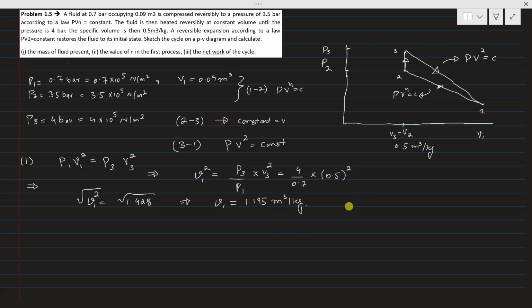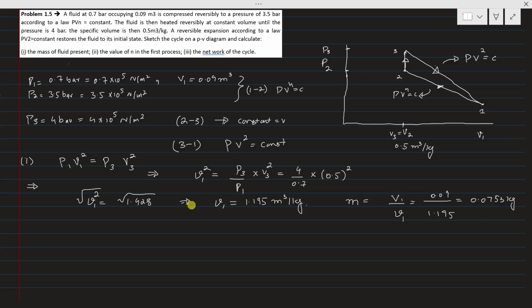Now it is very easy. The mass formula is equal to total volume divided by specific volume. The total volume at point 1 is given. The specific volume has been determined now. Now just put in this formula V1, that is 0.09, divided by specific volume 1.195. After solving you will get the mass of this cyclic process, that is 0.0753 kg. So the first requirement of this statement has been solved.